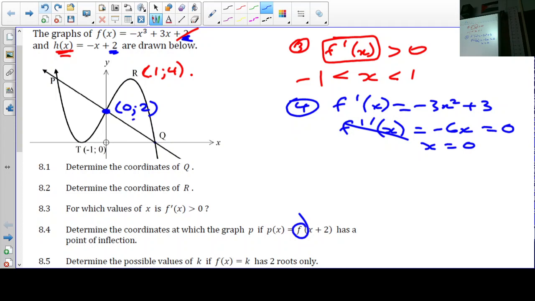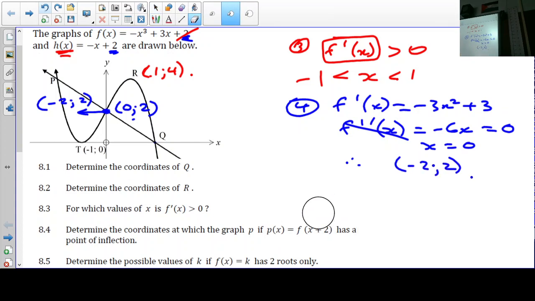However, p of x is the graph of f of x shifted 2 units in that direction. Can you see that? It's 2 units to the left. If this is positive, it moves to the left. If that is negative, it moves to the right. So if I move that point 2 units to the left, it affects my x, so it becomes negative 2 and 2. Therefore the point of inflection for p is going to be negative 2 and 2.